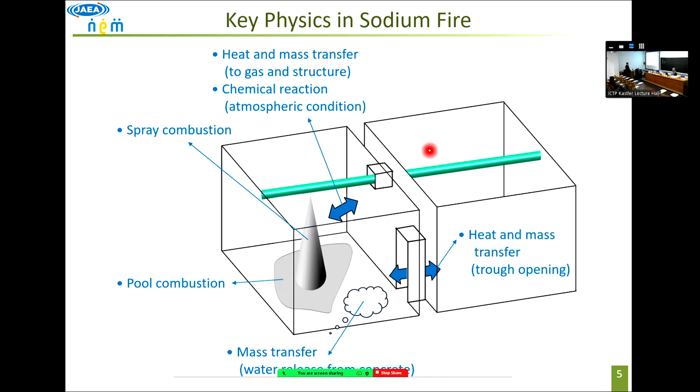And of course, the compartments are separated, so we have to think about the heat and mass transfer through the openings. In general, concrete includes some water, and when it is heated up, some water or water vapor is released into the room. And from the viewpoint of heat transfer, not only the convection effect but also the radiation effect matters, because a sodium fire is at a high temperature. So we need multidisciplinary physical phenomena in sodium fires.